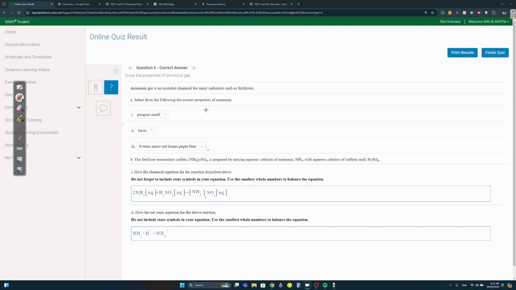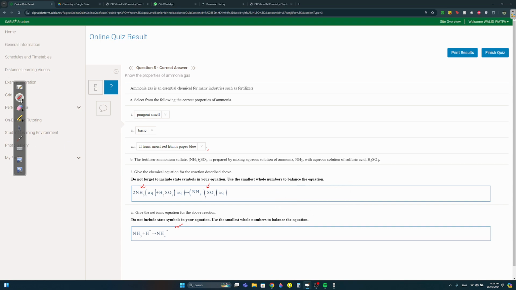Okay, then they said, give the net ionic equation for the above reaction. Honestly, I don't agree with this answer. I don't get why, but I don't know. Look over here, NH4SO4. You're going to ask, but you had NH3, how did it become this? Okay, look, when you're dissolving NH3, it's a base. When you dissolve it in water, you get NH4 plus OH minus. Something like this.